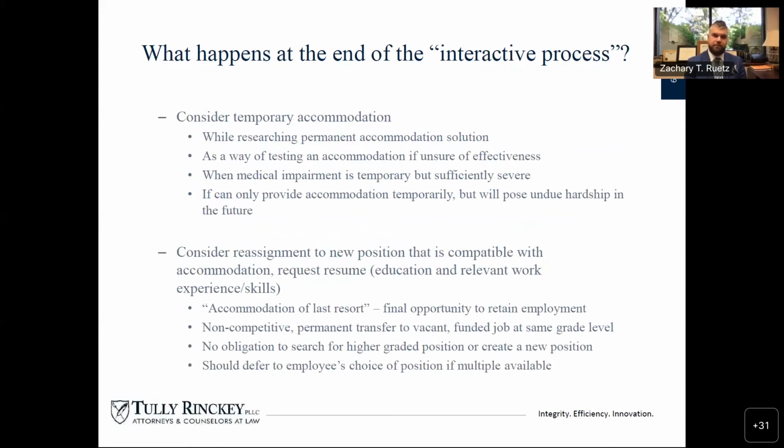And then another thing the agency can do, but is not required to do, is consider a temporary accommodation. This might be while the agency is researching a permanent accommodation solution. It could be even as a way of testing whether or not an accommodation would be effective or reasonable, especially where the agency is unsure. It can also be where the medical impairment is only really temporary, but it is sufficiently severe to be covered under the ADA or Rehab Act. If the agency can only provide an accommodation temporarily, they usually will do this, but they know that an undue hardship could arise in the future and limit that reasonable accommodation in time for a specific period of time.